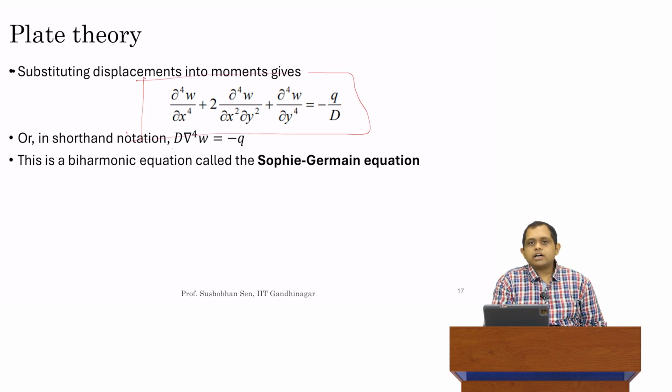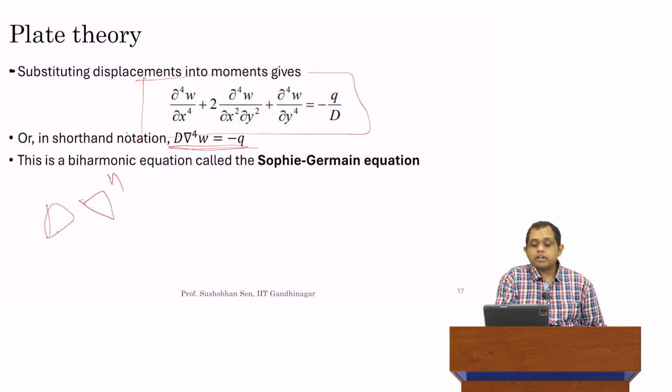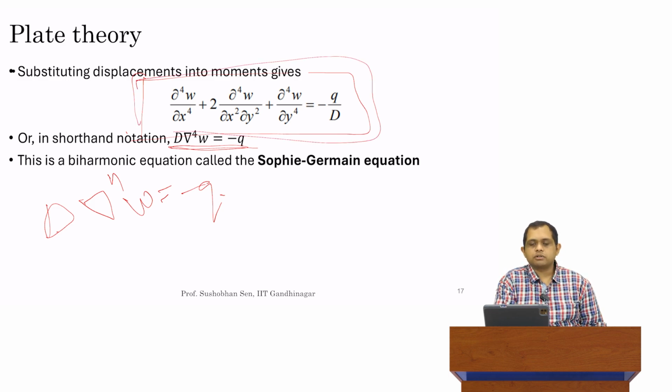This is what we call a biharmonic equation, and we can very easily write it in the short form, which is D, again the flexural stiffness, into del 4 W is equal to minus Q, which is the external load, where del power 4 is basically this operator, which I've highlighted in the box over here. This is the governing equation which relates our external load Q to our displacements W. And this is a very celebrated biharmonic equation. This is called the Sophie-Germain equation.